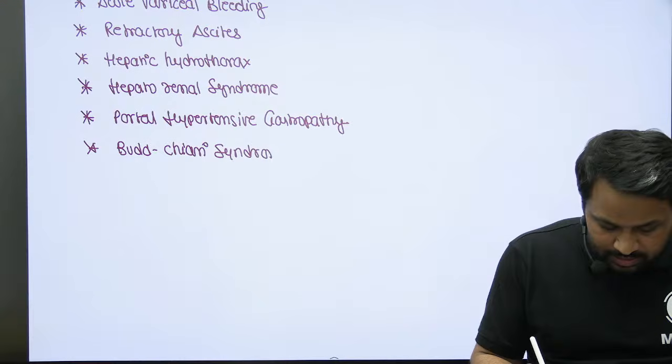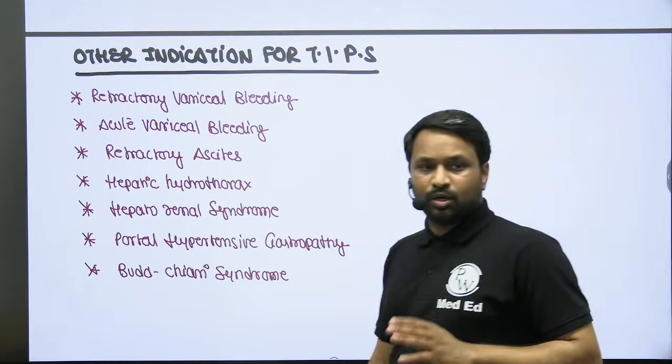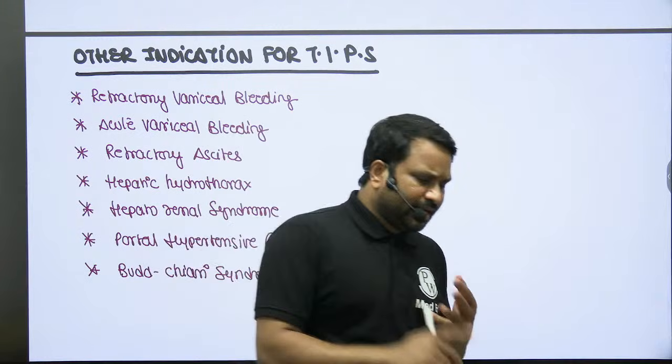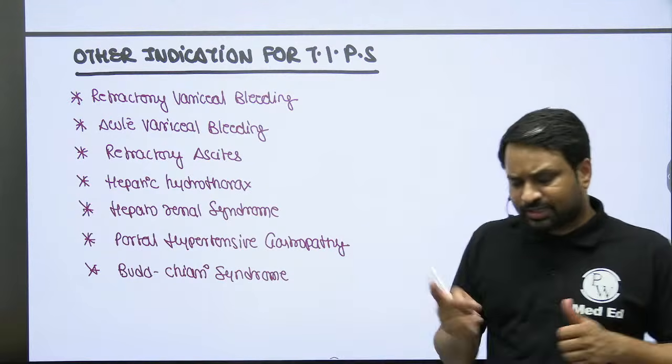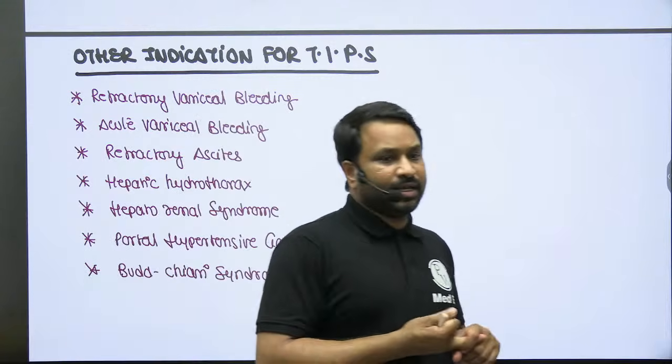All these are the current indications for TIPS, right? Remember all these points: refractory variceal bleed, acute variceal bleed, refractory ascites, hepatic hydrothorax, hepatorenal syndrome, portal hypertensive gastropathy, Budd-Chiari syndrome. All these are the indications for TIPS.